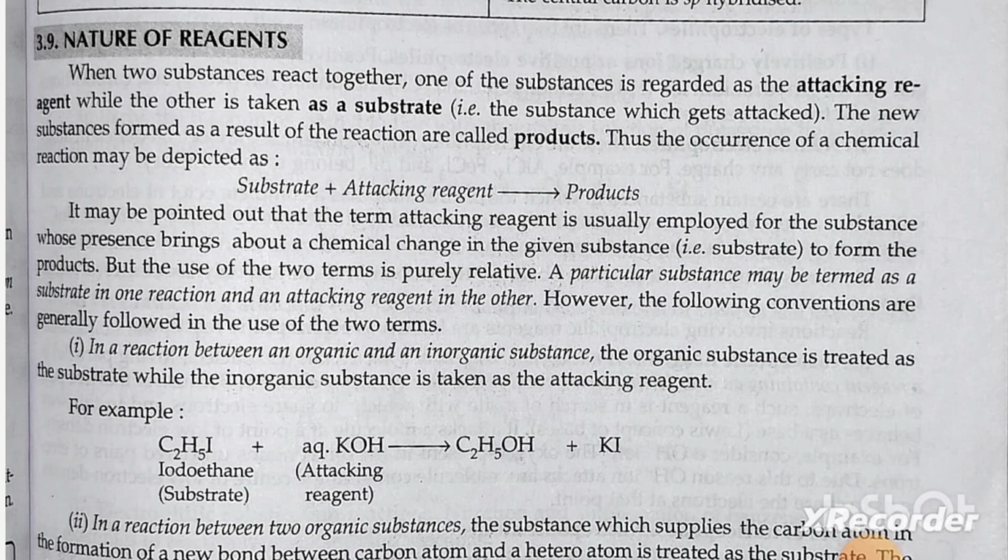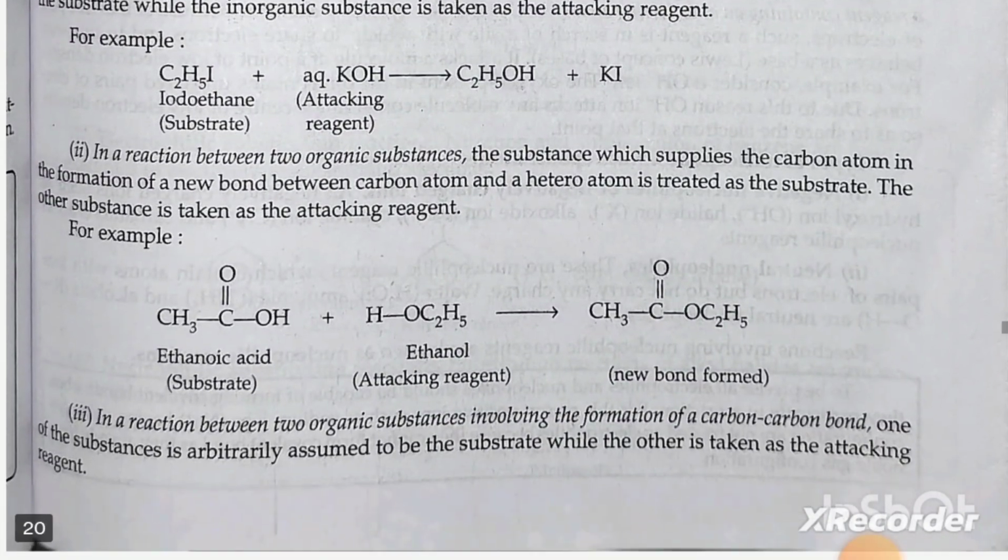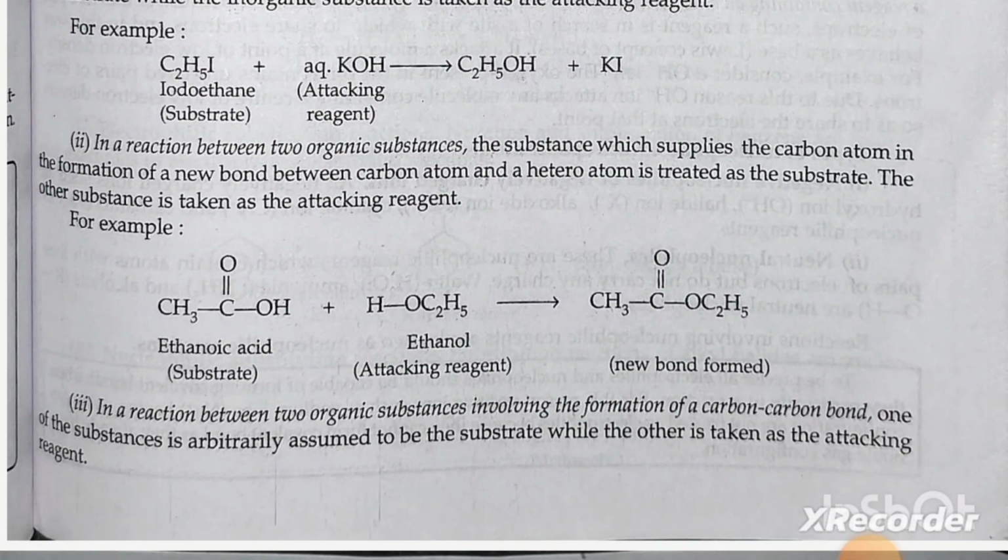First, in the reaction between an organic and an inorganic substrate, the organic substance is treated as the substrate while the inorganic substance is taken as the attacking reagent. For example, iodoethane (substrate) plus attacking reagent aqueous KOH gives rise to C2H5OH plus KI.